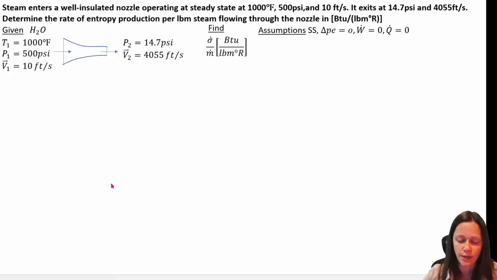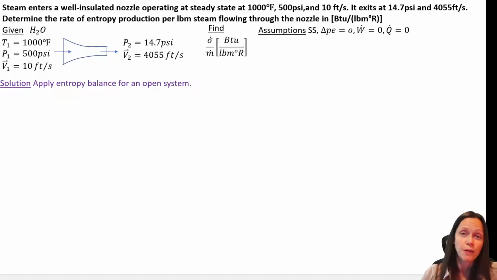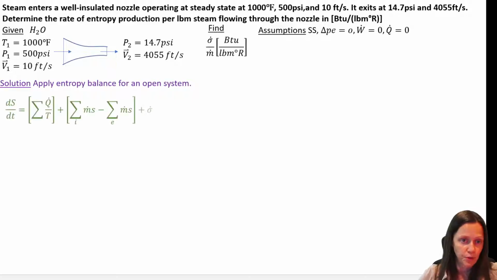So let's go ahead and get started. The first thing that I need to do is apply my entropy balance for an open system. So here it is. I've got the rate of change of entropy contained within the system, that's dS/dt. That guy is going to be 0 because it's steady state, equals the rate of entropy produced by heat transfer. And of course, for a nozzle, we typically assume that it operates adiabatically, and so that term becomes 0. And then all we're left with is the sigma dot, and then of course the sum of the m dot s coming in and out.